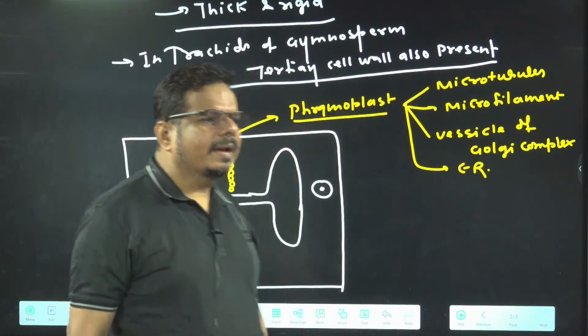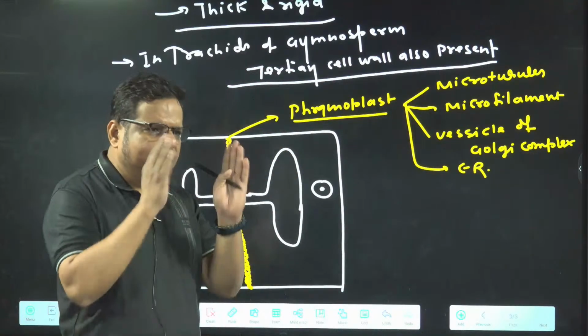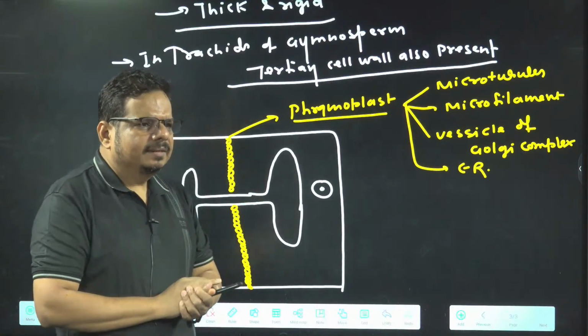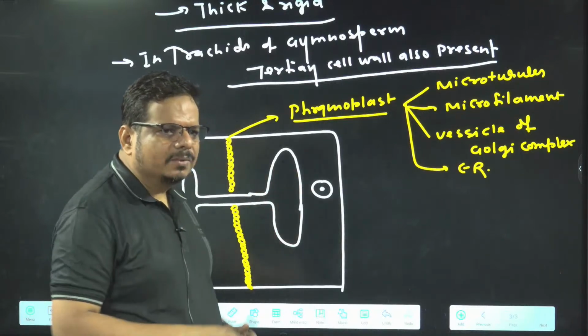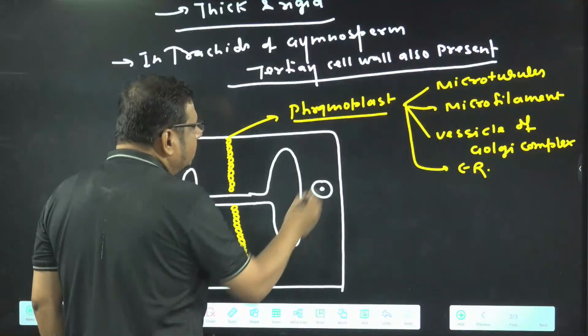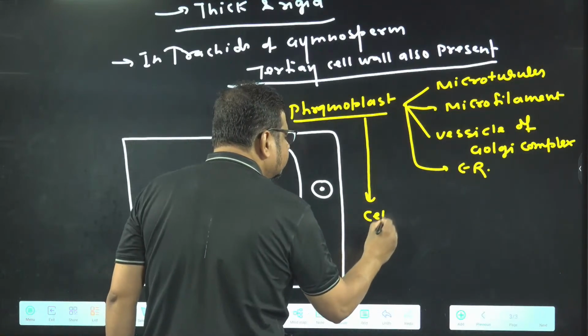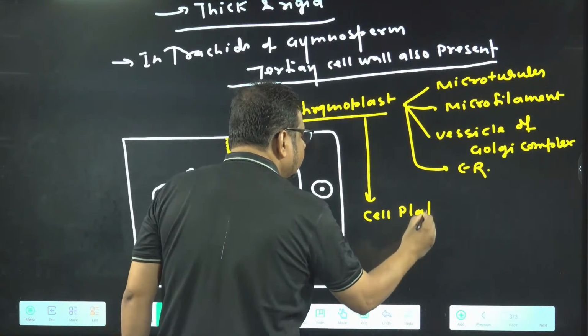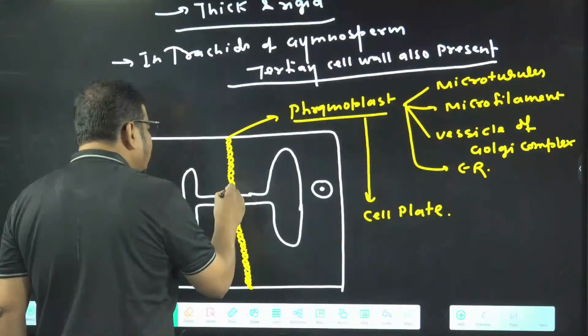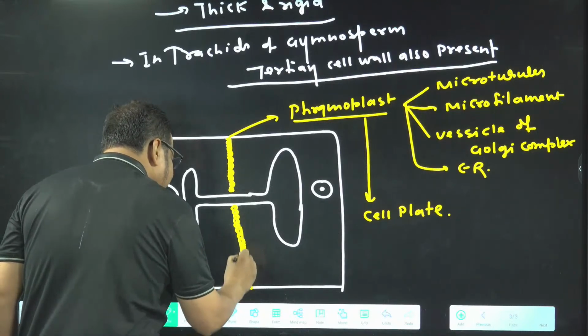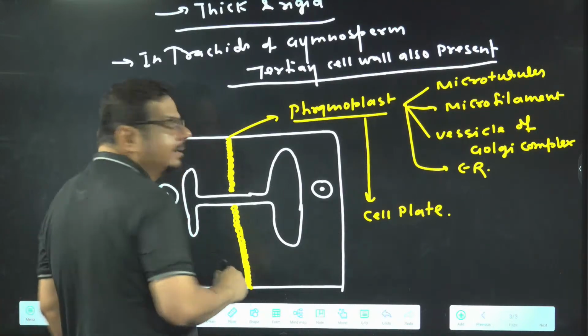And these phragmoplasts are the scaffold of the frame of which one? Cell plate. They are forming the frame. Able to understand or not? So later on, these phragmoplasts are converted into which one? Cell plate. Are you getting the idea, understanding my point, what I want to say?